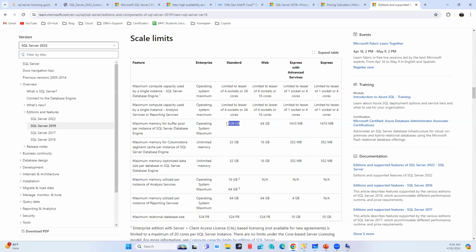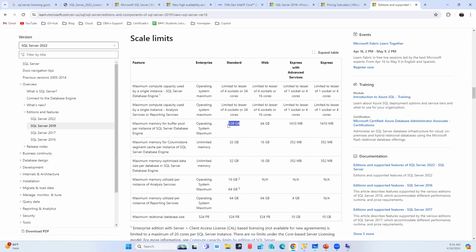And memory limitation. Just remember this too, sir. You don't need to remember all this stuff; it's not easy to remember. Just remember there are two limitations. One is core level, a maximum of 24 cores we can use, and a maximum of 128 GB of RAM we can use for SQL Server. Hope you got it.